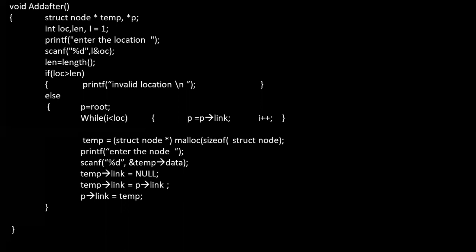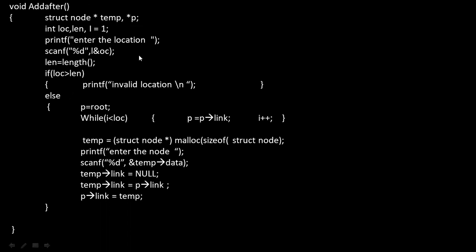Now let us see the logic for adding a node after a specified location. Here also we are creating temporary pointer variables. Here we are creating two temporary pointer variables, and we have three variables: LOC for the location where we have to insert the node, then the length function, then I is equal to 1. So we are first scanning the location value, and here we are calling the length method and assigning that value to length. If the location value is greater than length, then we are displaying invalid location. Else, we are assigning the root value to the second temporary variable p. So the p will be pointing to the first node.